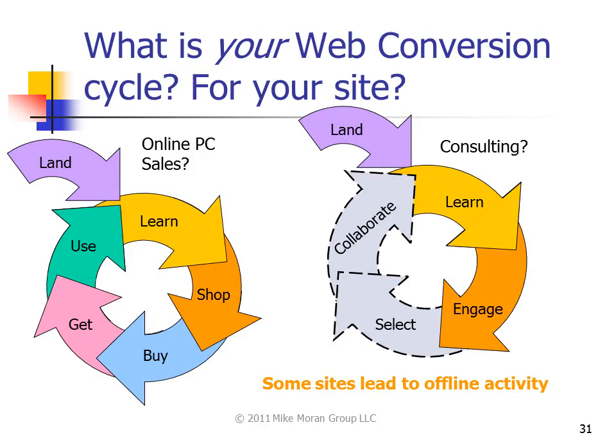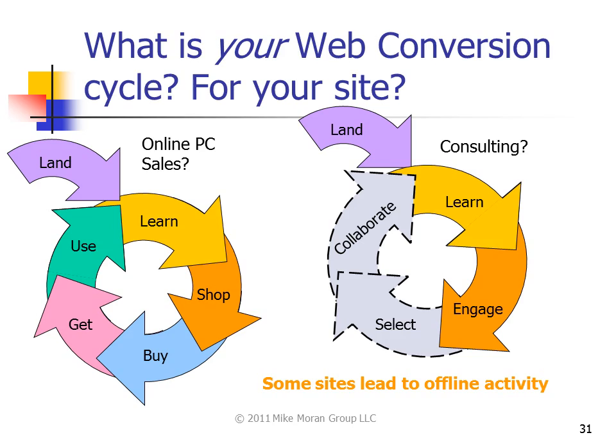So let's bring it back to your own site. What is your web conversion cycle? It's not enough for you to say, well, most of them are learn, shop, buy, get, use. What's yours? If you have online PC sales, then you've got that cycle. People land on your site, they learn about how they can solve their problems, they shop, now that they know maybe whether they want a desktop or a laptop, and eventually they're going to know, I want a 17-inch screen on my laptop, and then you buy.